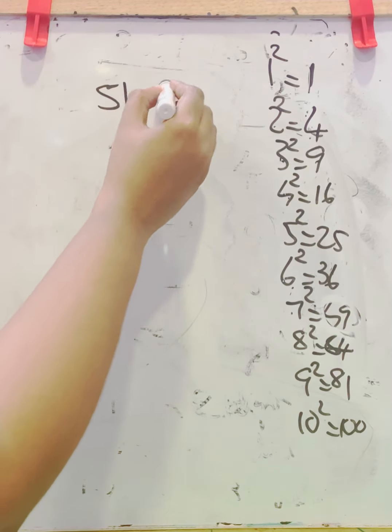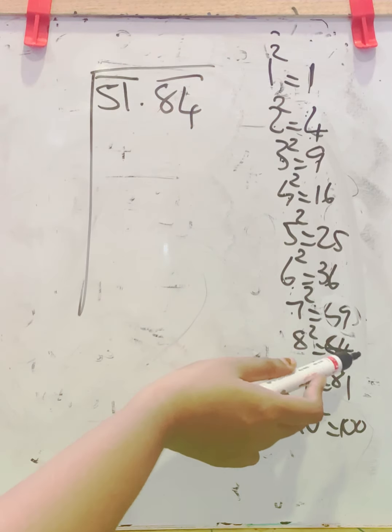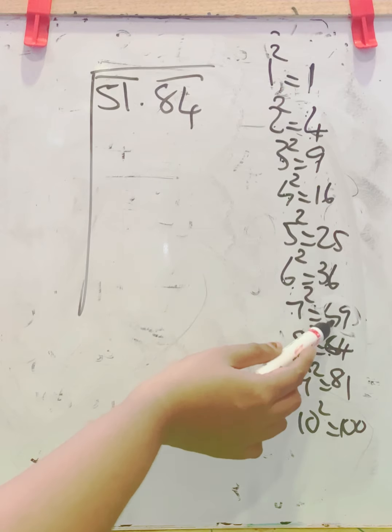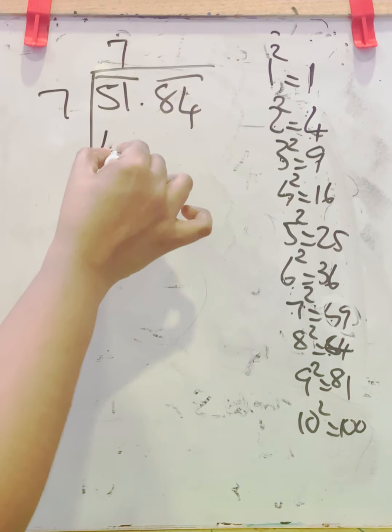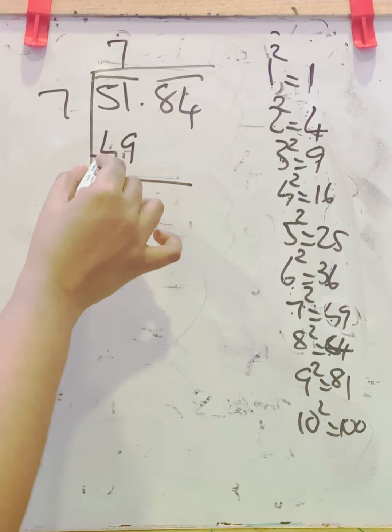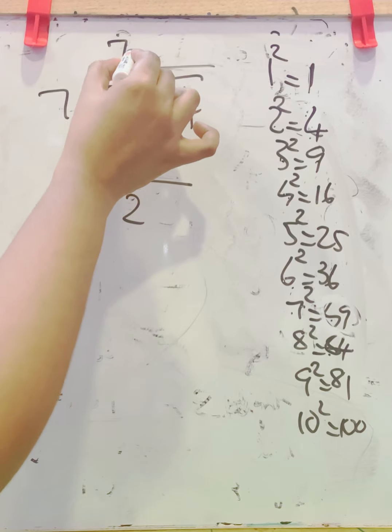Next, 51.84. Again, pair it. Now, 51 lies between 49 and 64. The smallest perfect square is 49 in that, and 7 7s are 49. Subtract it. You will get 2. Before carrying down, you put the decimal here.